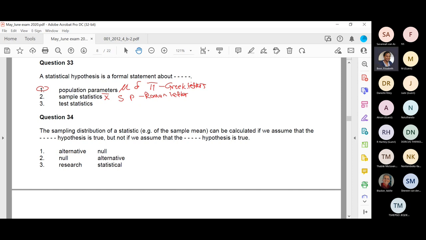Question 34. A sampling distribution of a statistic, for example, of the sample mean, can be calculated if we assume that hypothesis is true, but not if we assume that hypothesis is true. The sampling distribution of a statistic can be calculated if we assume that the hypothesis testing is true, but not if we assume that it is true. It's number two. If we assume that the null hypothesis is true, but not if we assume that the alternative hypothesis is true. The sampling distribution.